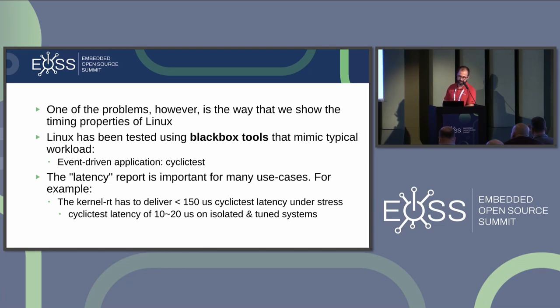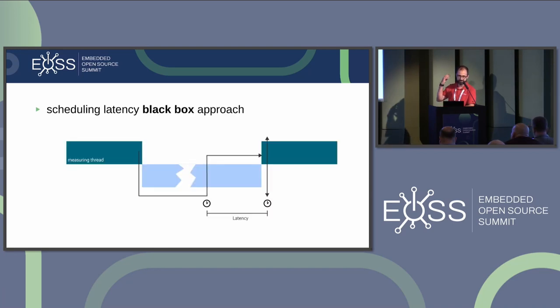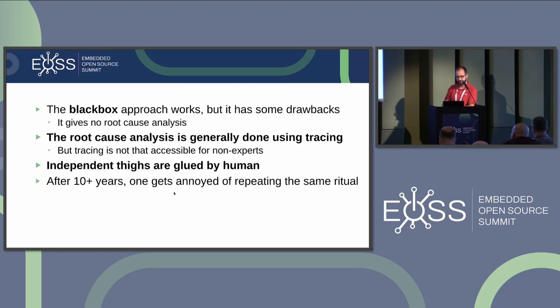One of the problems, however, is the way that we show the timing properties of Linux. For example, we use cyclictest, which is a black box tool that mimics a real-time workload, and gives a report of the latency without explaining why, right? For example, cyclictest sets the timer in the future, it fires, and it measures the latency. That's what it measures, right? The black box approach, you cannot say it doesn't work. It helped Linux reach this place, but the root cause analysis is not given by the tool.